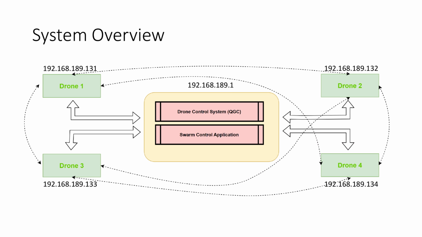Let's review the system overview. This is just a little different than what we had in the last video. In the last video, if you have watched so far, you know that we had 4 drones. Each of them has a different IP, and the control station had 2 applications running inside it. One of them is the drone control system, which is QGroundControl or any other MAVLink-based ground control station. The other is the swarm control application, which is an application that we have developed. It's gonna take care of receiving the telemetry, processing the telemetry, and sending back the data and commands to the drones.